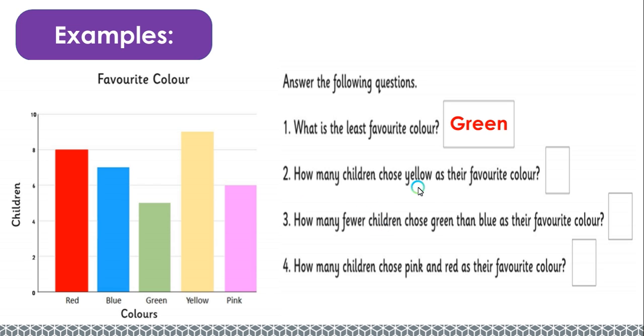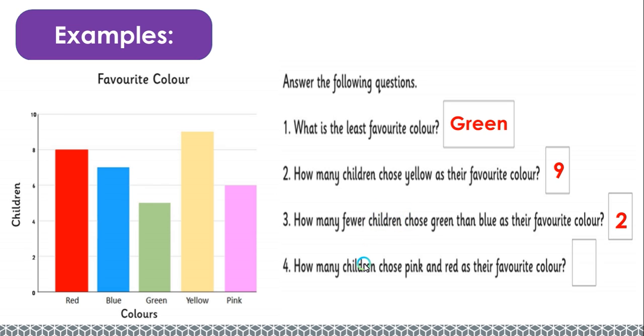How many children chose yellow as their favorite color? Yellow is 9. How many fewer, that is less, children chose green than blue? Green than blue, so less. This is 5 and this is 7. So 7 minus 5 is 2.